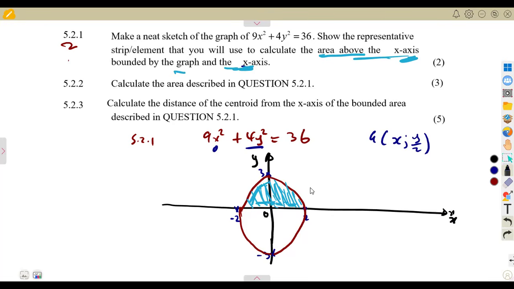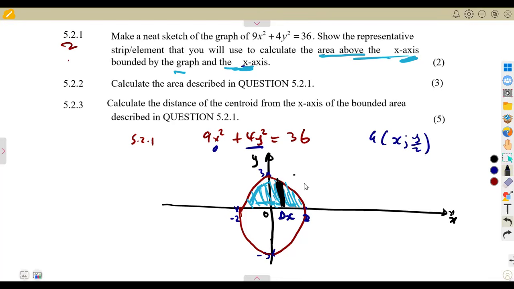This is our function that we have, and we can see that the limits are for x. Therefore, the representative strip is going to be for x, because we've got the limits for x from minus 2 up to 2. So the limits are for x, and the strip is going to be for x.